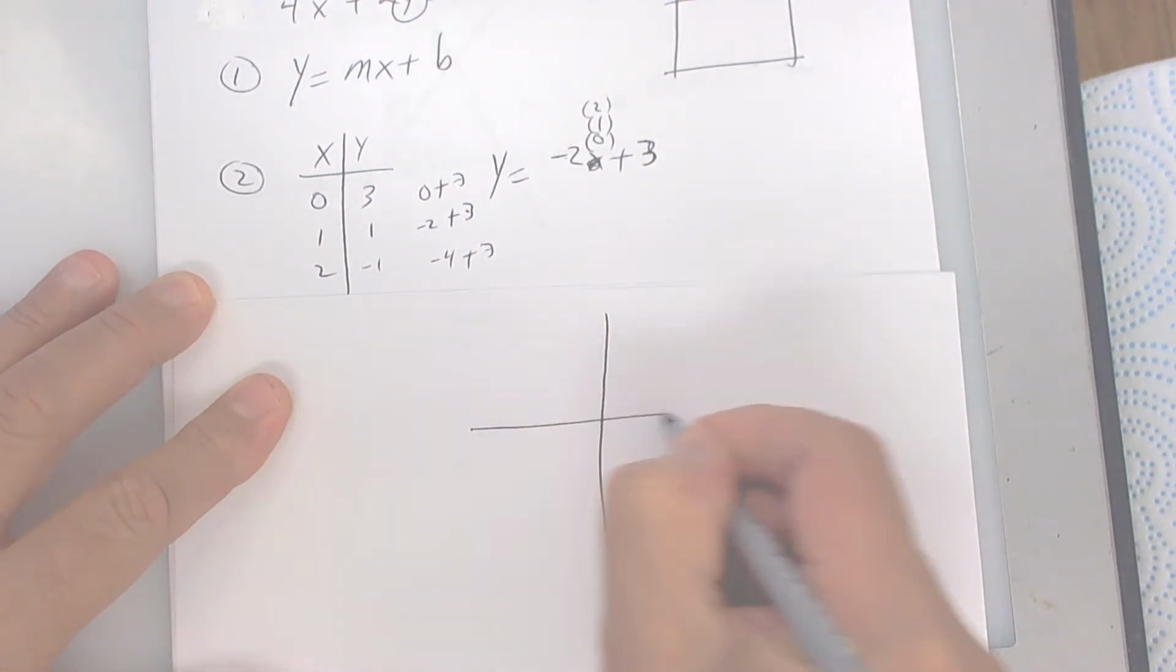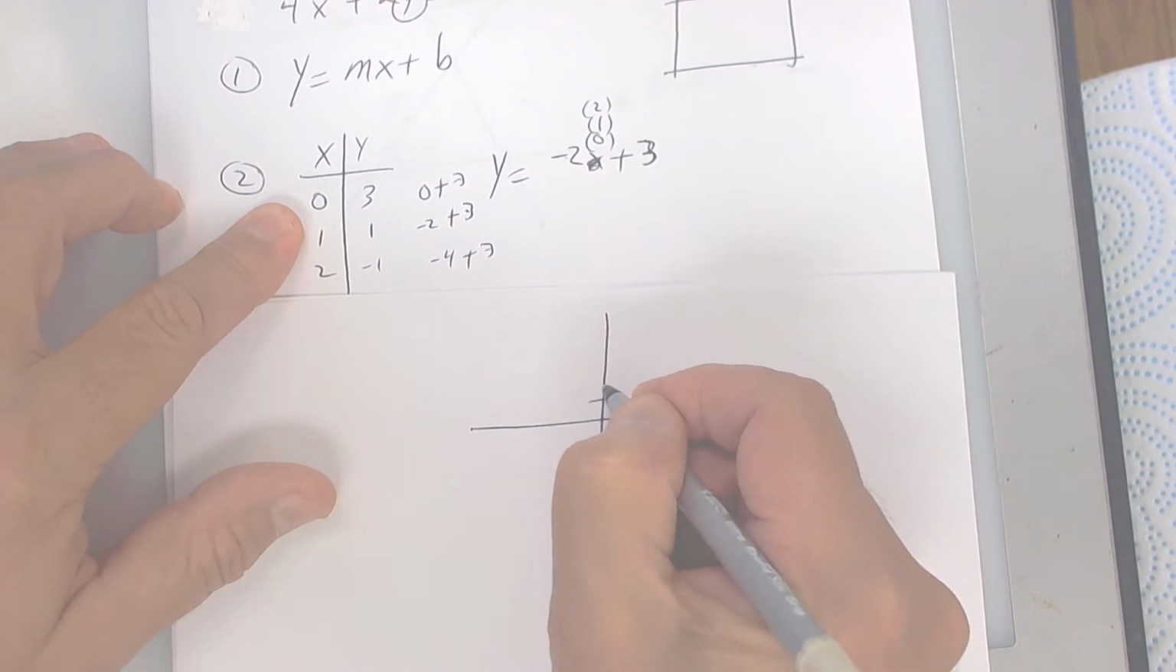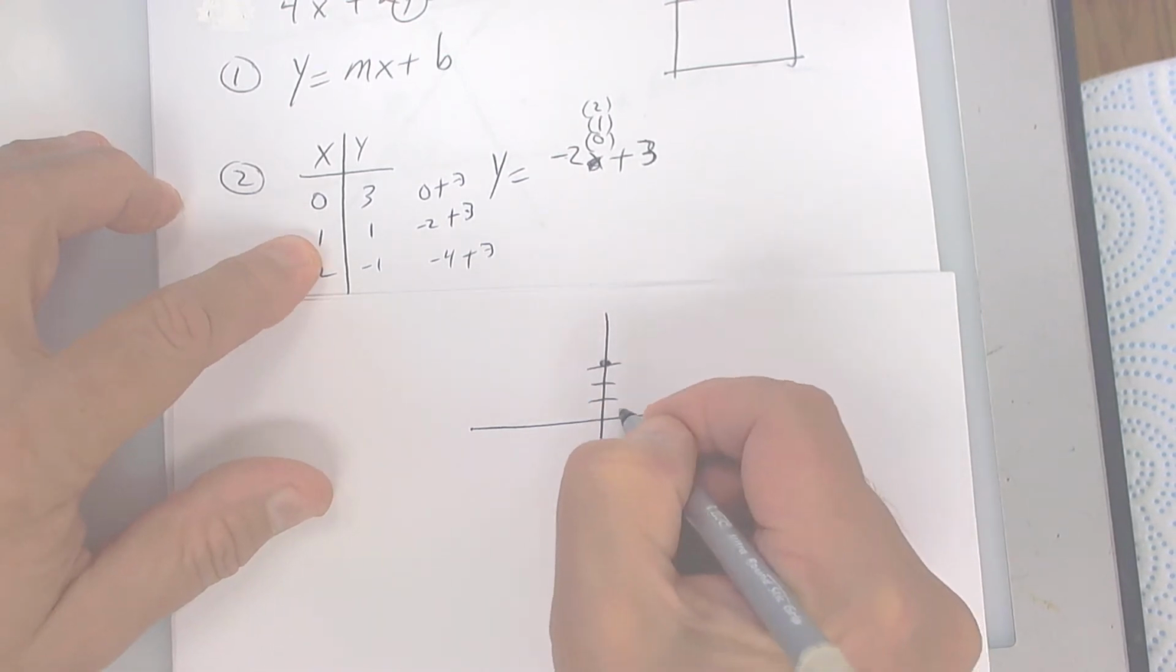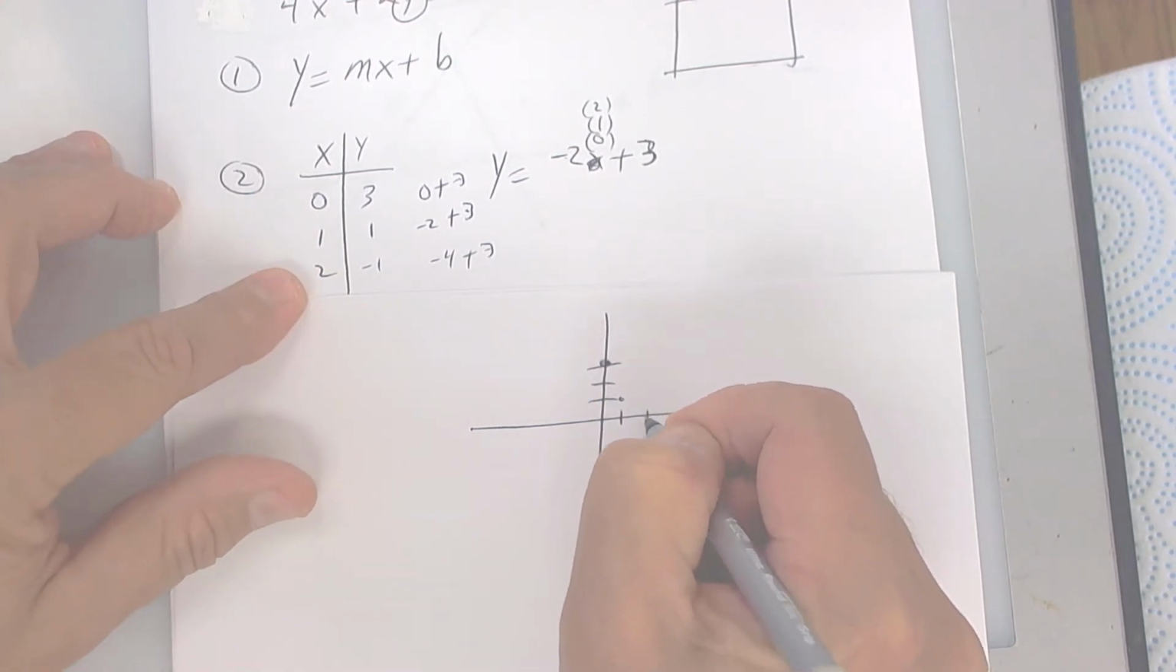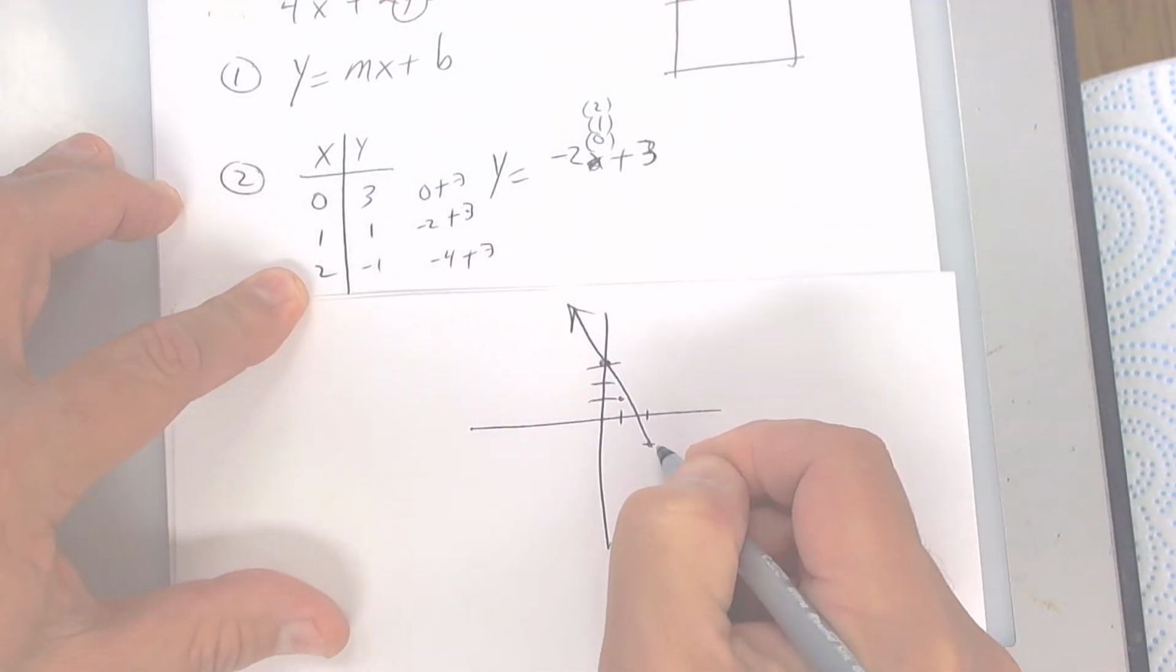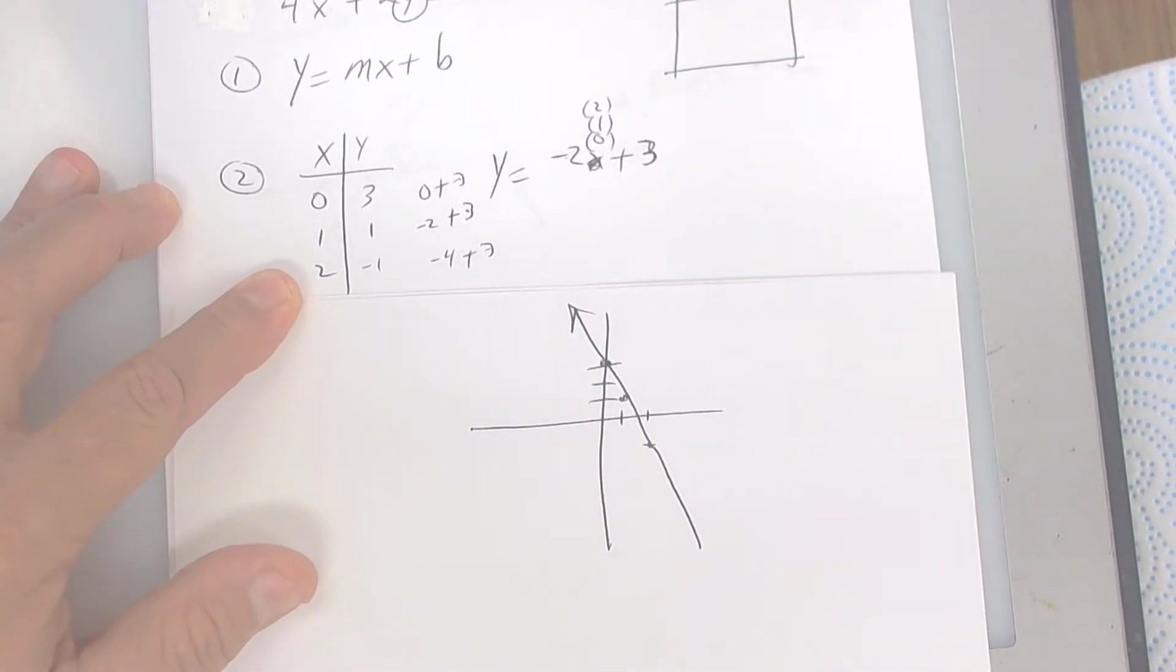Let's take a look at the graph. It should be the same thing. Over 0, up 3, that's your y-intercept. Over 1, up 1. Over 2, down 1. And you can see all of those points should be on that line.